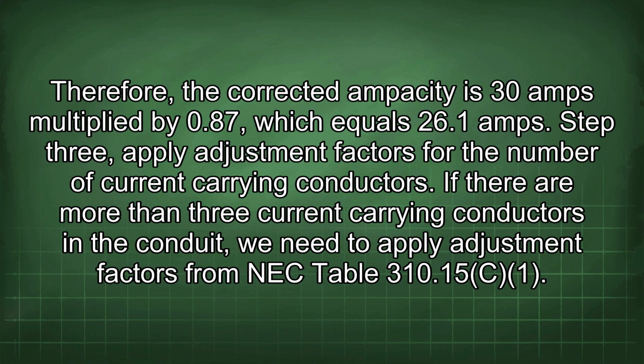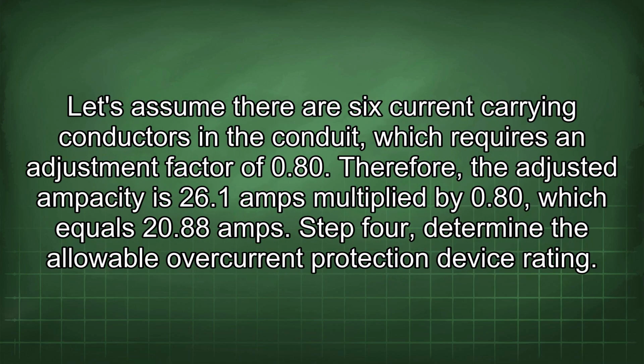Step 3. Apply adjustment factors for the number of current carrying conductors. If there are more than 3 current carrying conductors in the conduit, we need to apply adjustment factors from NEC table 310.15(C)(1). Let's assume there are 6 current carrying conductors in the conduit, which requires an adjustment factor of 0.80. Therefore, the adjusted ampacity is 26.1 amps multiplied by 0.80, which equals 20.88 amps.